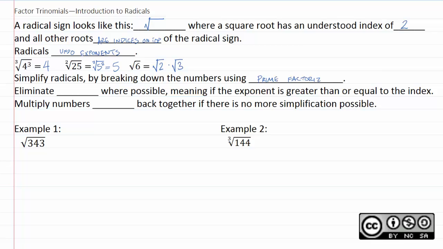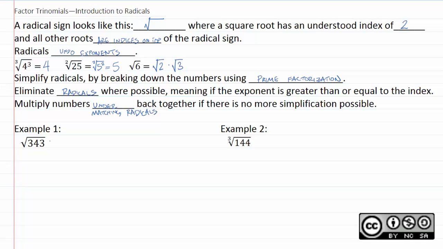You may want to watch the video on prime factorization if you haven't seen it in a while. We use prime factorization to eliminate radicals where we can. And then when we finish, we multiply numbers that are under matching radicals. That sounds complicated. Let's take a look at an example of this in action.